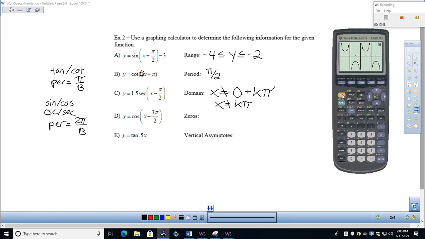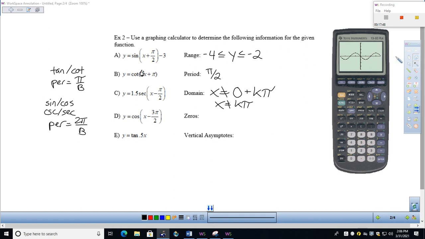So part D, there we go. So cosine, and I have x minus, and looks like 3 pi over 2. I think I got that right. And I'm going to hit graph. All right, very nice. So zeros, of course, represent the x-intercepts here. So looking for the zeros, and I've got like one here, and one here, and one here, and one here, and one here, and then it goes on, obviously, infinitely.